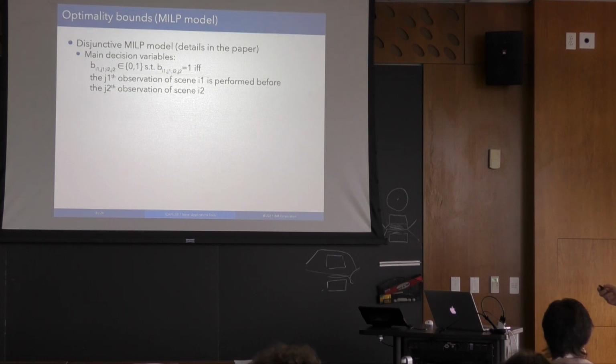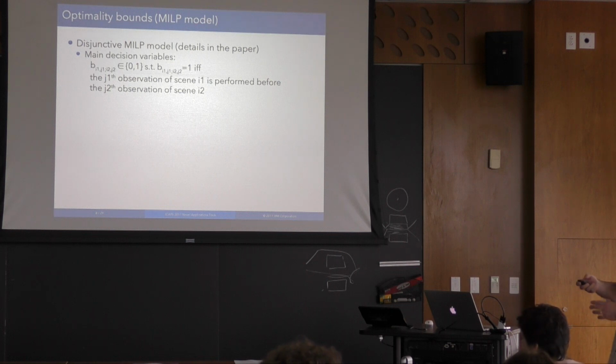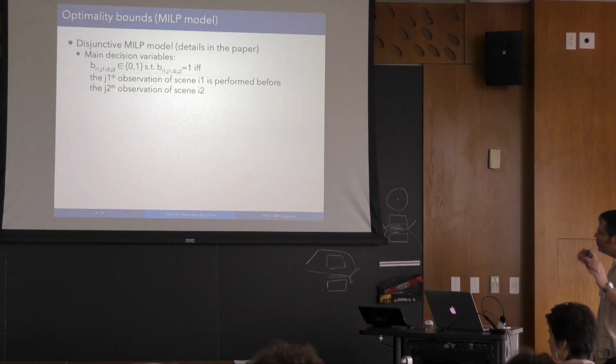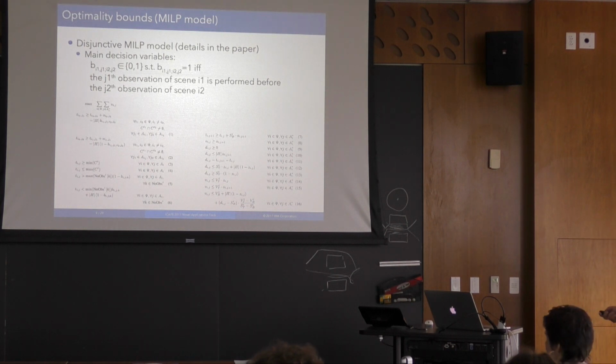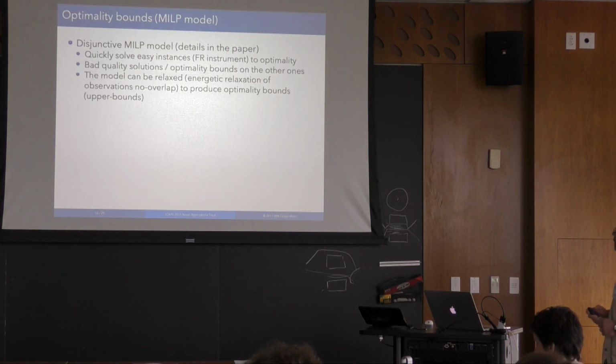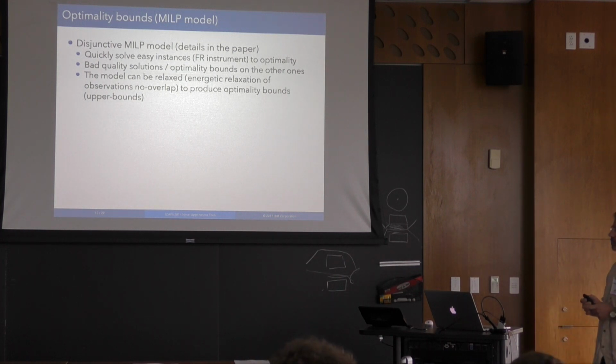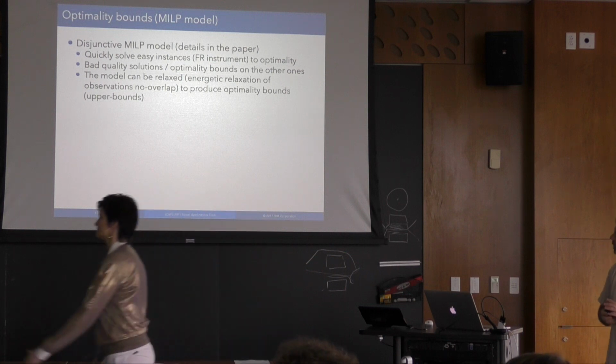But basically, the main decision in this MIP will be a Boolean variable, saying if the G1's observation of scene I1 is performed before the G2's observation of scene I2. So it's quite a large MIP because you have a quite large number of decision variables. This is a detailed model, but I absolutely won't describe it. But the idea is that this MIP quickly solves some easy instances of the problem to optimality, in particular on a particular type of instrument. But it provides very bad quality solutions for the other ones.